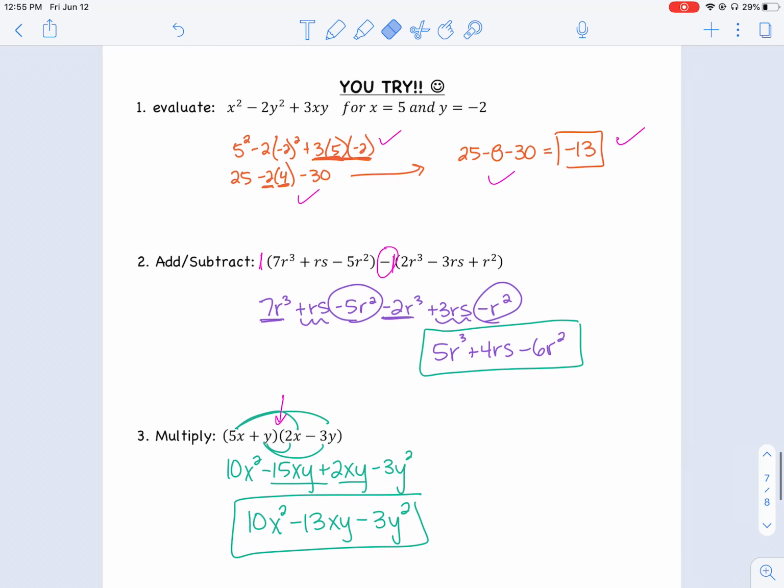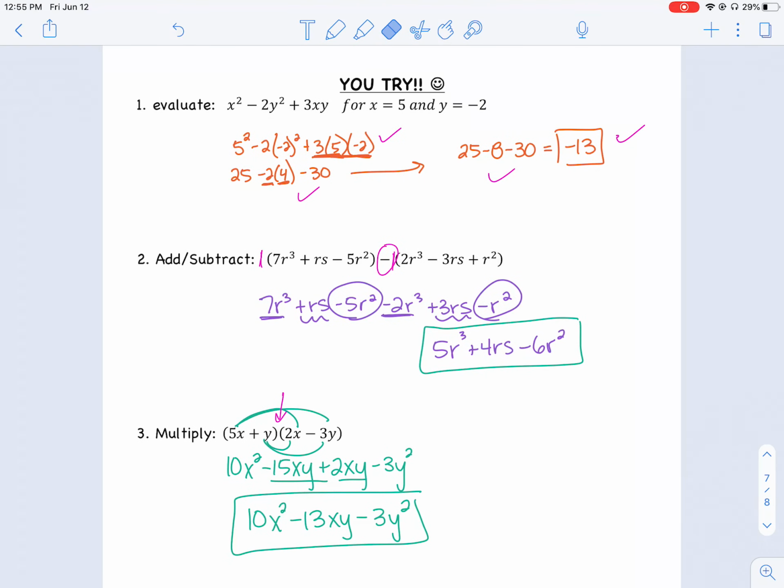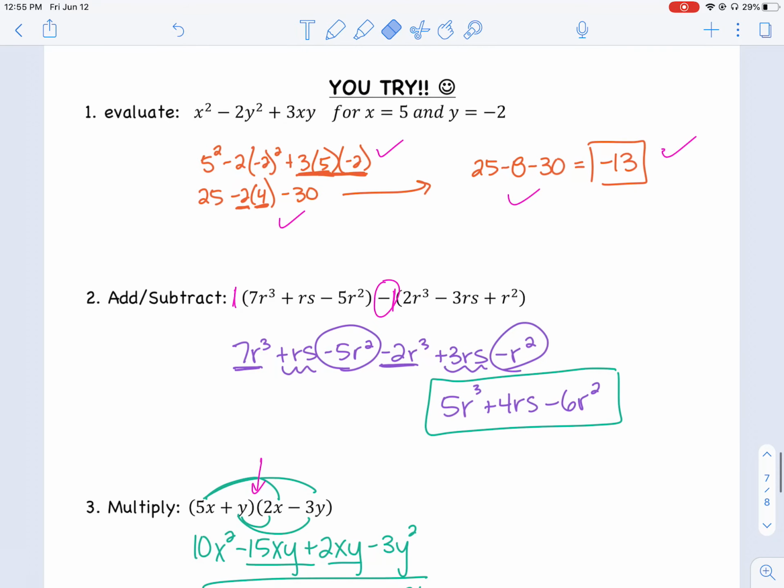Hopefully you've got down the evaluation, the adding and subtracting, and the multiplying of polynomials with single variables or with lots of different variables. Make sure that you get good at that because we're going to add to it here in the next section.